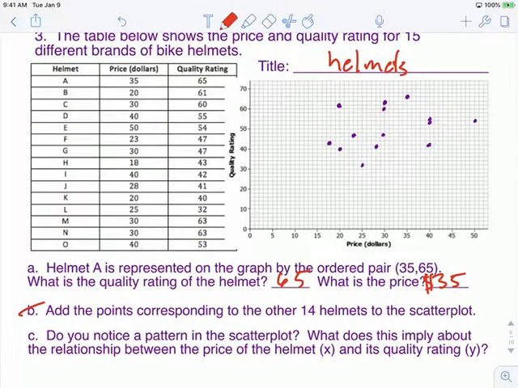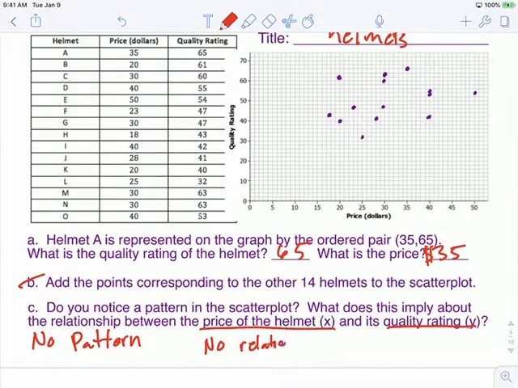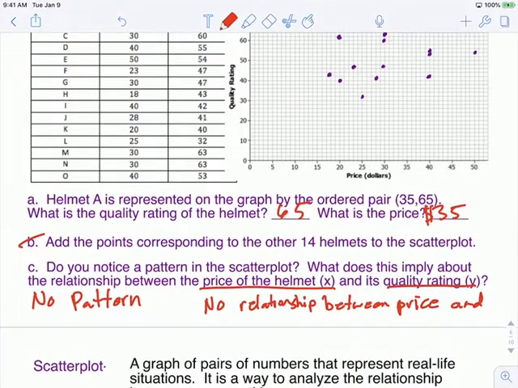So this is something where it doesn't look like there's any sort of a pattern. I don't see any sort of a pattern here. It just kind of looks like a big blob. And so what does this imply about the relationship between price and quality? Well, there's no pattern, or let's call it no relationship between price and quality.